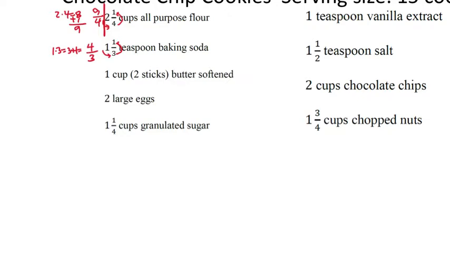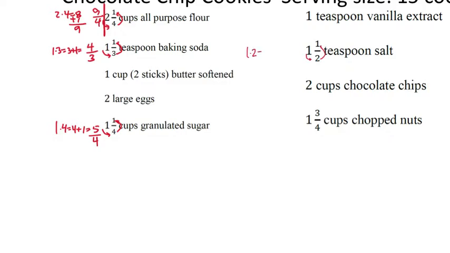Of course, the 1 cup of soft butter is okay, and the 2 large eggs, that's not a problem. But let's take the 1 1/4 cups of granulated sugar, and we'll cycle method it. So 1 times 4 first, which is 4, plus 1 is 5. That'd be 5/4 cups of granulated sugar there. And then the 1 teaspoon of vanilla extract, that's not a problem, but we're going to take the 1 1/2 and change it into an improper fraction.